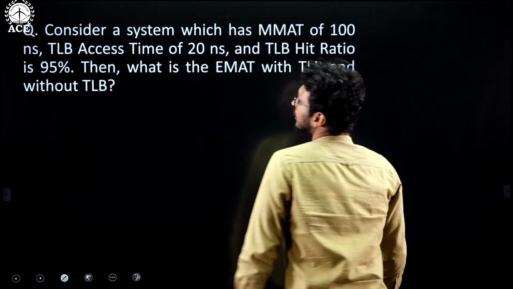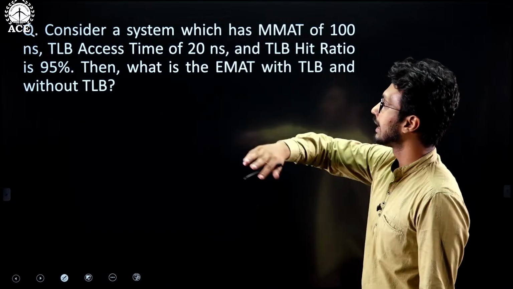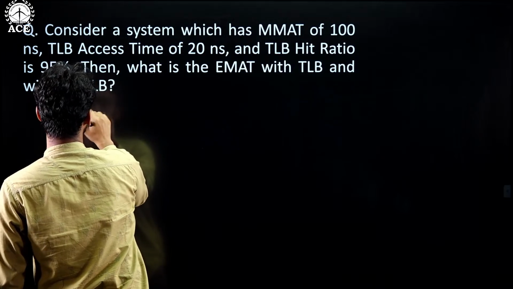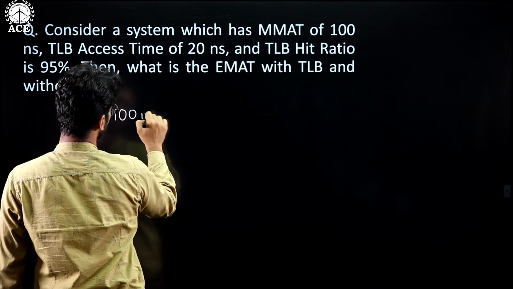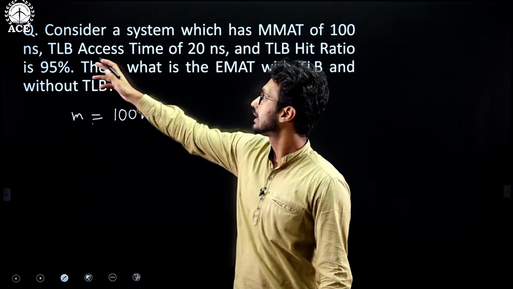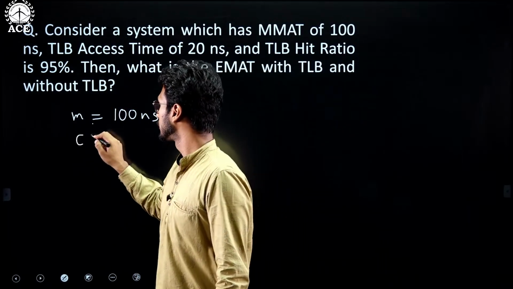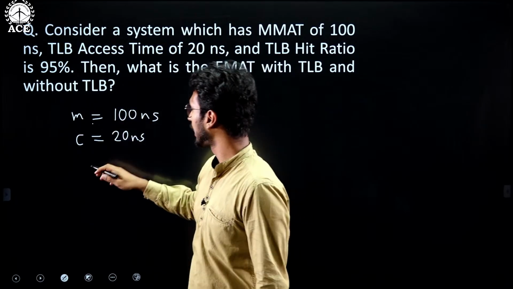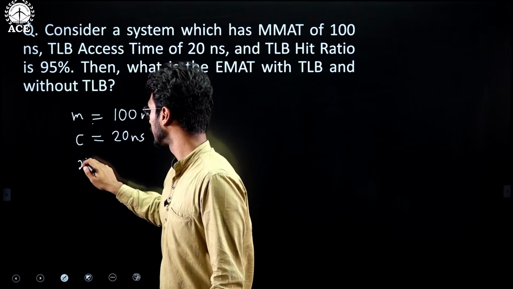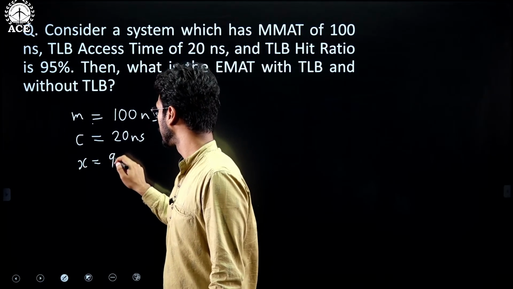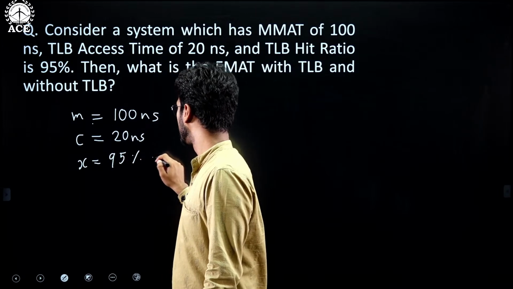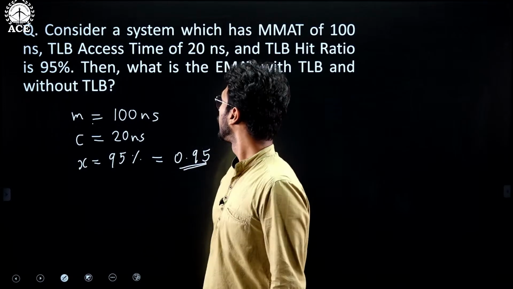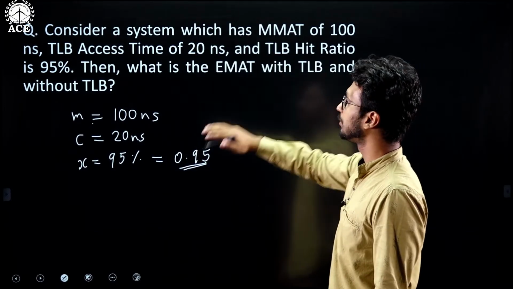Done. Consider a system which has main memory access time of 100 nanoseconds, TLB access time of 20 nanoseconds, and TLB hit ratio 95%. M is what? Given data. M equal to 100 nanoseconds. TLB access time C equal to 20 nanoseconds. TLB hit ratio X, 95%. So 95% means what? 0.95, isn't it? What is the EMAT, effective memory access time, with TLB and without TLB?